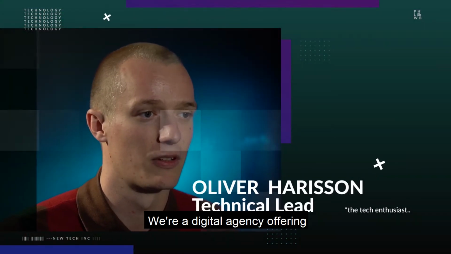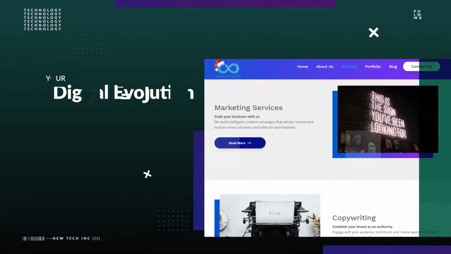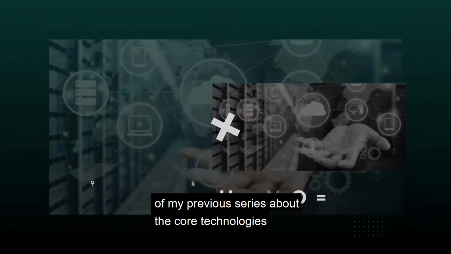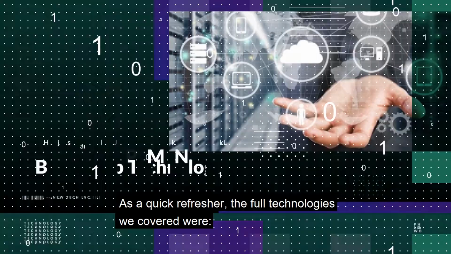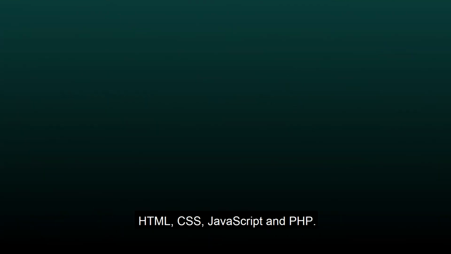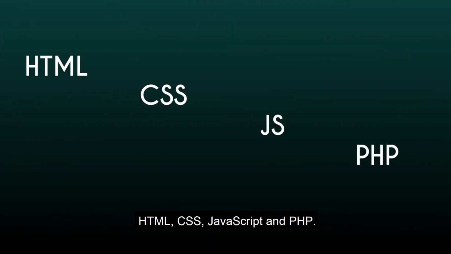We're a digital agency offering bespoke solutions to modern problems. Today's video will be a quick recap and summary of my previous series about the core technologies that make the modern web work. As a quick refresher, the four technologies we covered were HTML, CSS, JavaScript and PHP. So I'd like to cover how these fit together and the sequence involved in processing a website for a user.